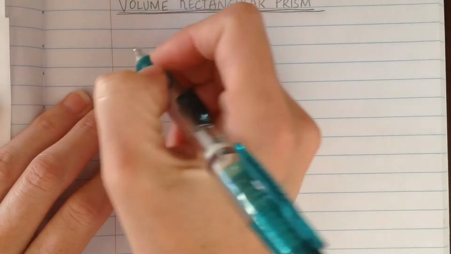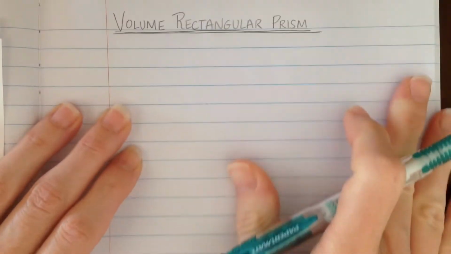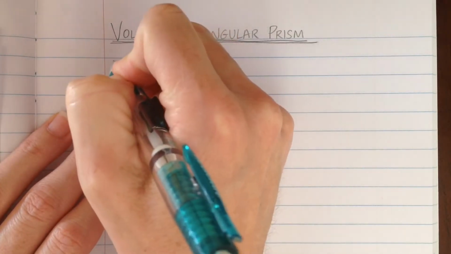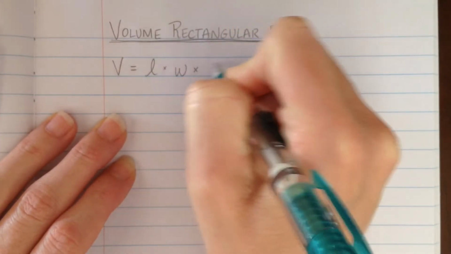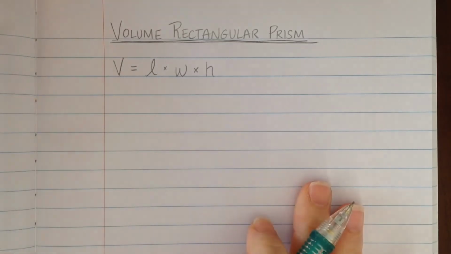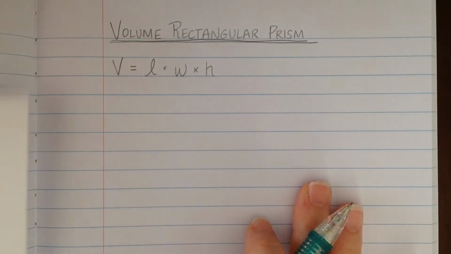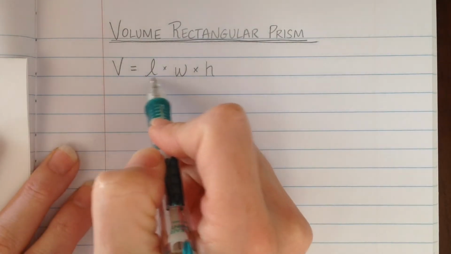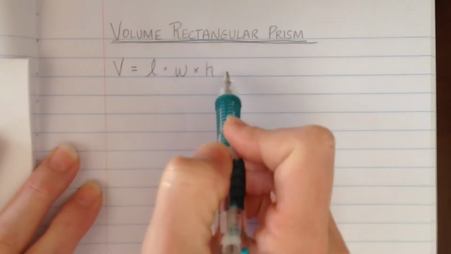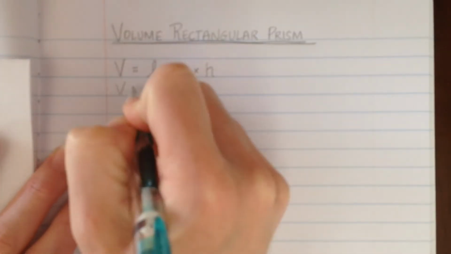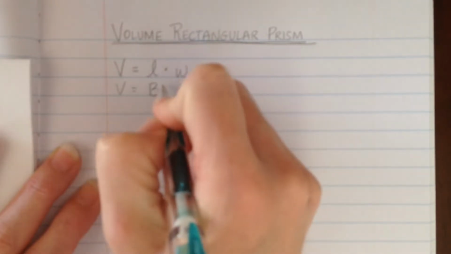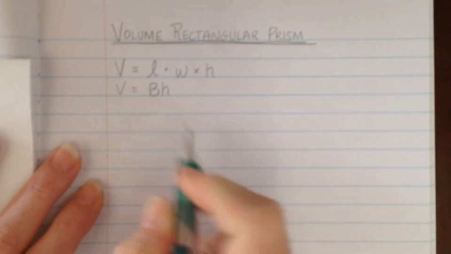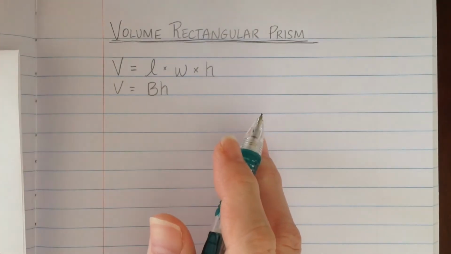So the volume of a rectangular prism, the formula that we are going to use, volume is equal to length times width times the height of whatever the shape is, okay? Remember, length times width, this is basically the area of the base times the height. So we'd say volume is equal to, sometimes you'll see it represented by a capital B, which just means the area of the base times the height. Okay, those are the exact same things.